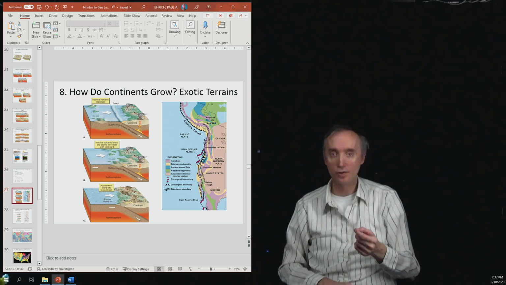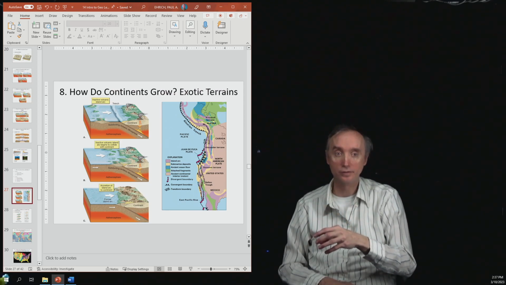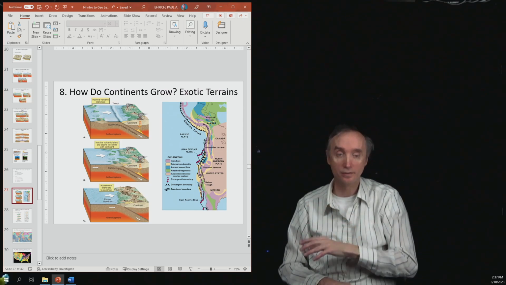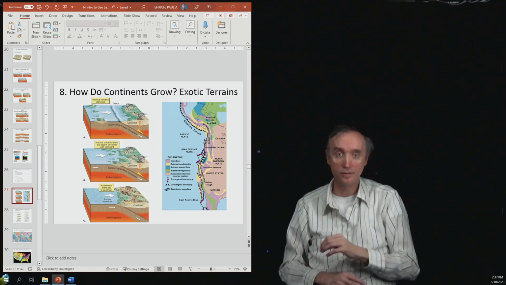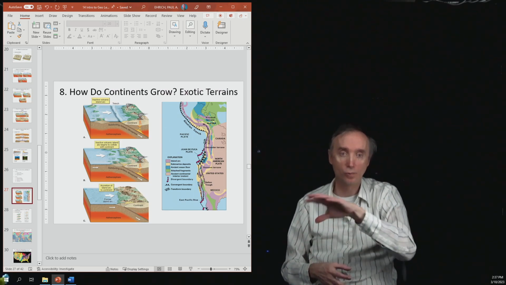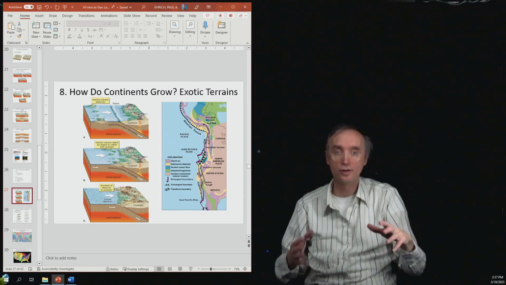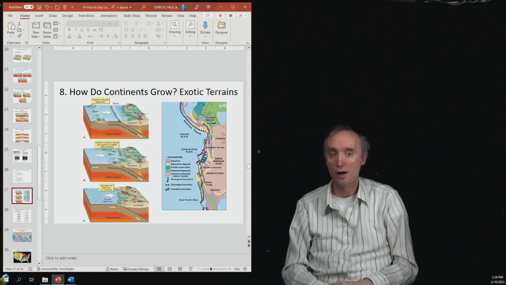We think that some of those exotic terranes actually may have originated on the continent of Asia, where China is today. And then through millions of years, they made their way across the ocean and then got welded onto our continent.